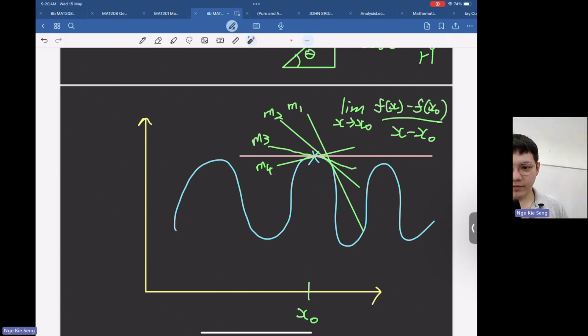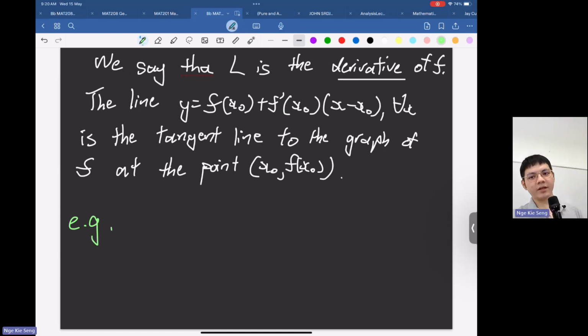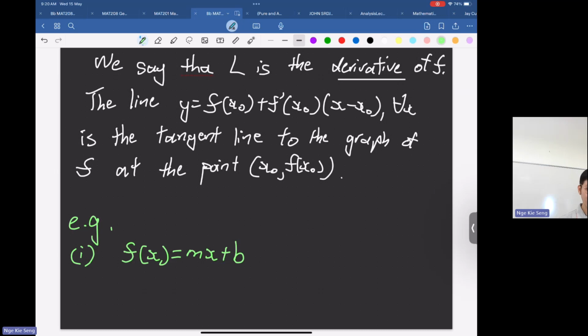Okay, so let's do some examples to confirm this definition. So for example, let's repeat again. In calculus, you know that this kind of function has derivative f prime of x equals m for all x. You need to ask me where this f is defined. This f is defined for all R.